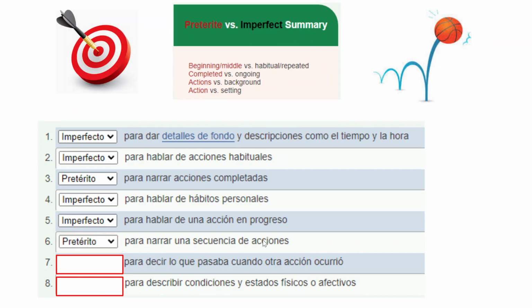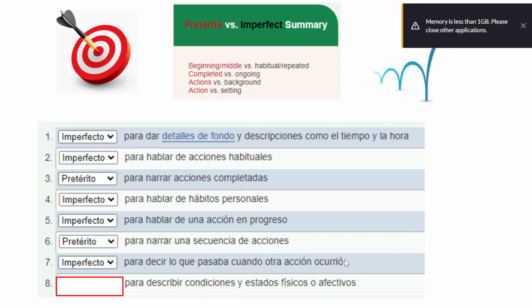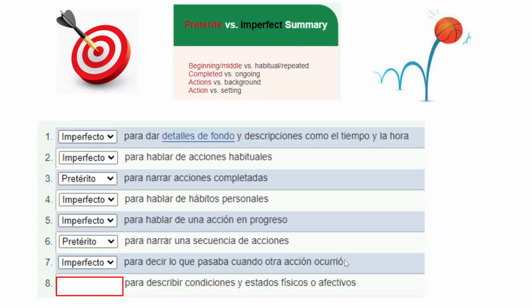The preterite. Para decir lo que pasaba cuando otra acción ocurrió. To tell when something was happening when another action interrupted. The one that is happening, the -ing, would be the imperfect, and the interrupted action would be the preterite. Okay? So the first one is imperfect. The interrupted action, that's the preterite. Para describir condiciones y estados físicos o afectivos. To describe conditions or physical, emotional states. That is the imperfect, imperfecto.